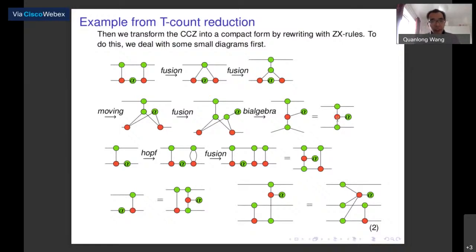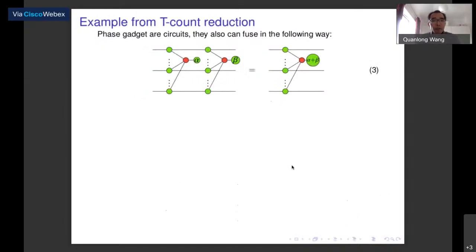This one we call a phase gadget. Also, the CNOT can commute with the alpha phase gate. So use the Hadamard rule and the fusion rule, then you can commute them. Once you commute them, you get a phase gadget. Similarly, if the phase gadget commutes with the CNOT, then you get another phase gadget which has more wires. In this way, phase gadgets can also fuse into a sum of the angles.